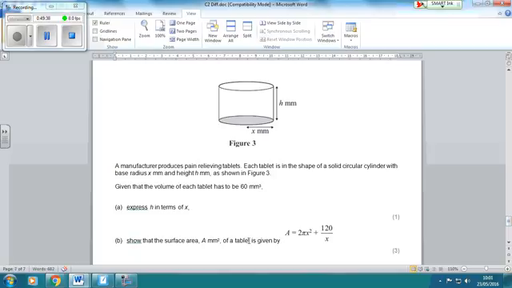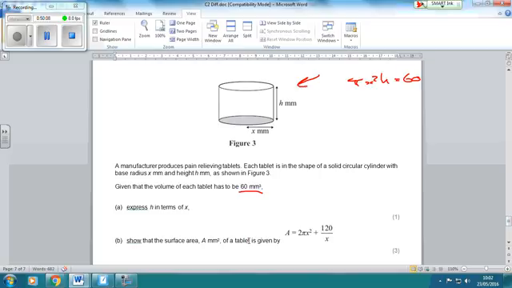The manufacturer produces pain relieving tablets. Each tablet is a solid cylinder. Given that the volume has to be 60 millimeters cubed, it tells us what the volume is, and we have got this diagram here. So let's say that the volume is pi times radius squared times h, so it's pi x squared h, and that equals 60, and that gives us 1 mark.